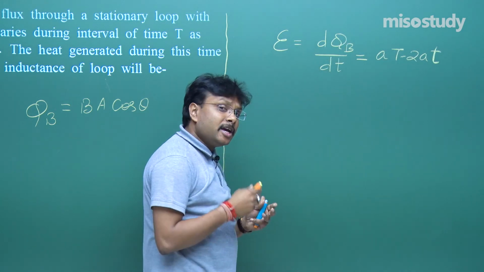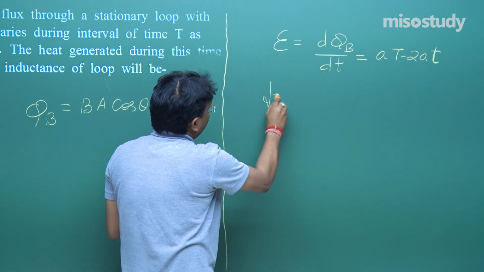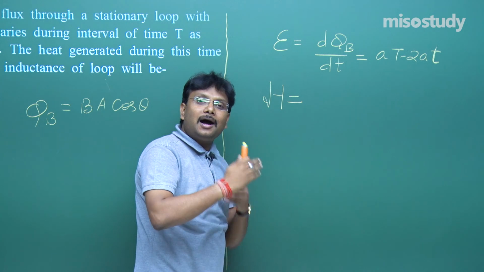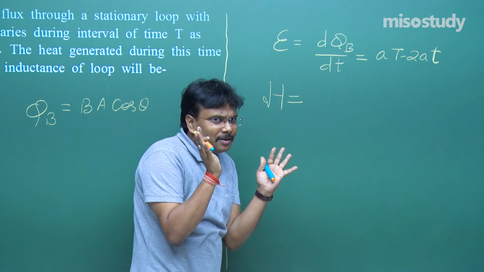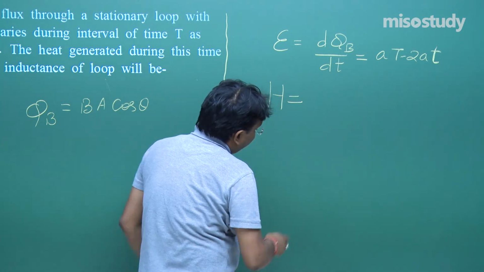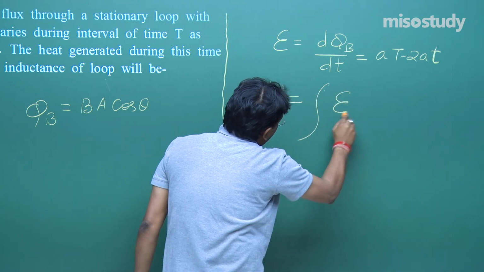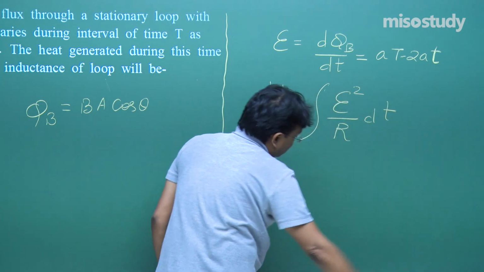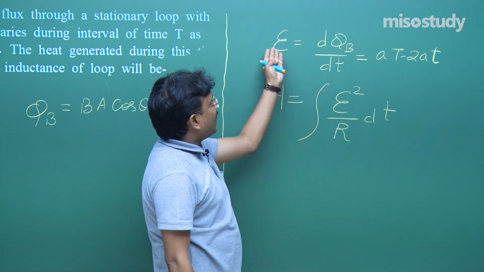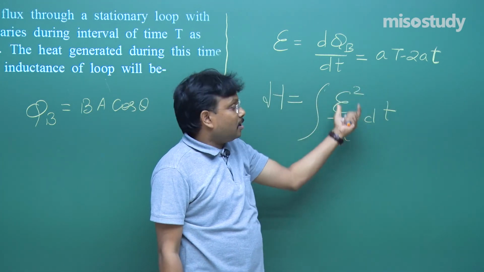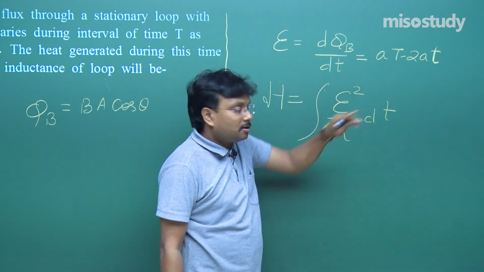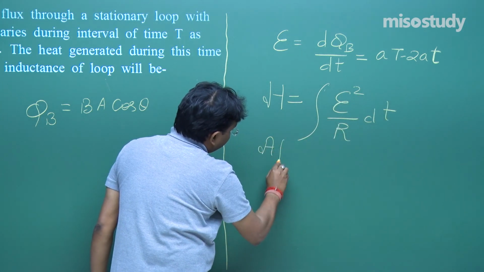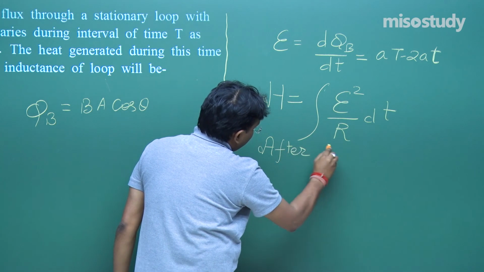From here the heat generated, heat H, class 10th formula I square RT. So the same type of thing we will do, and how exactly will we do that? That is, I square R dt, fine. Put the value of this square and differentiate it. So simply, what I will write down after solving.